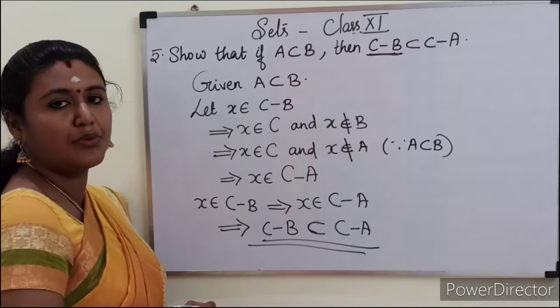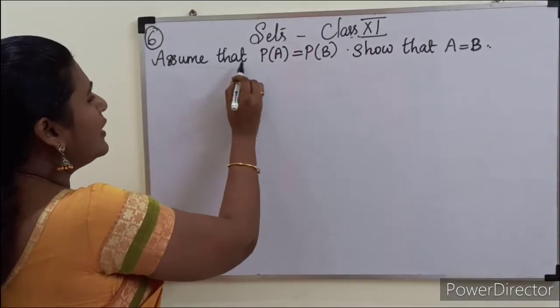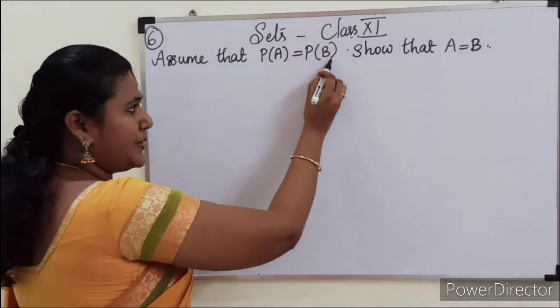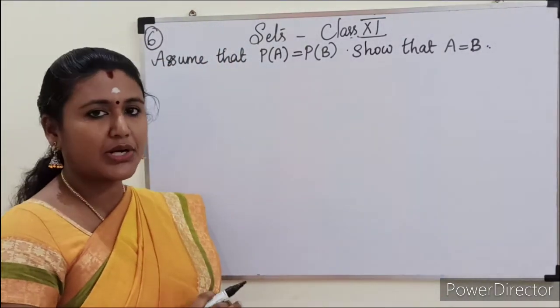So this is how you have to prove. Now question number 6. Assume that P of A is equal to P of B. Show that A is equal to B. So this is our question.